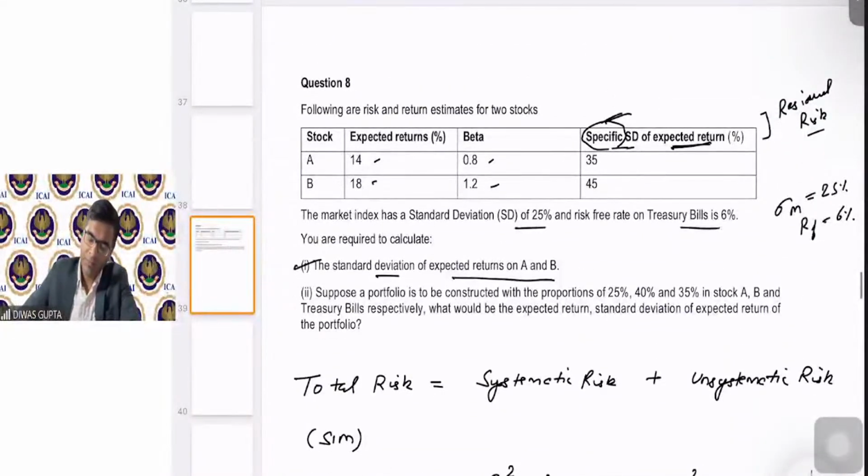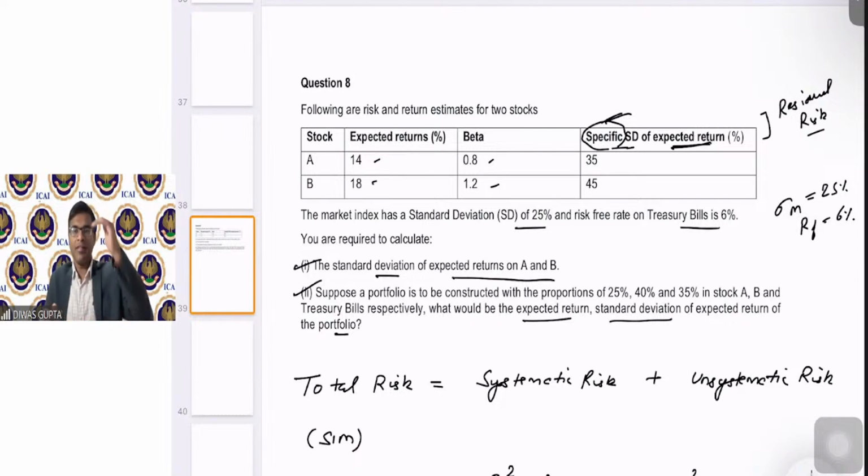Then second, suppose a portfolio is to be constructed with the proportions of 25, 40, and 35 in stock A, B, and treasury bills respectively. What would be the expected return and standard deviation of the expected return of the portfolio? There are two things being asked.